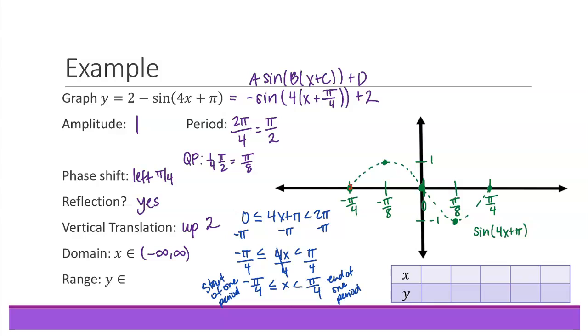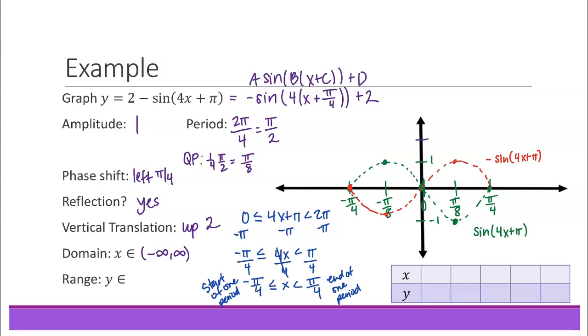So I'm going to go ahead and keep the points on the x-axis, but I'm going to reflect the other points here. So now this red dotted graph is negative sine of 4x plus pi. So it's taken into account the phase shift, and that's the sine function with an amplitude of 1 and a reflection. So the last thing that we're going to do is apply the vertical translation. So everything is going to shift up 2 units.